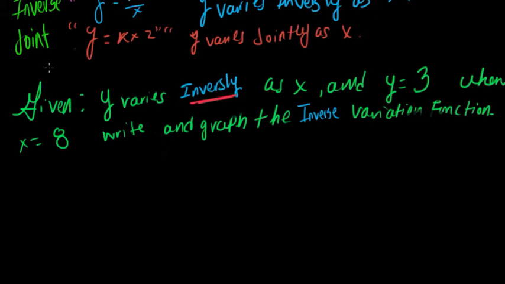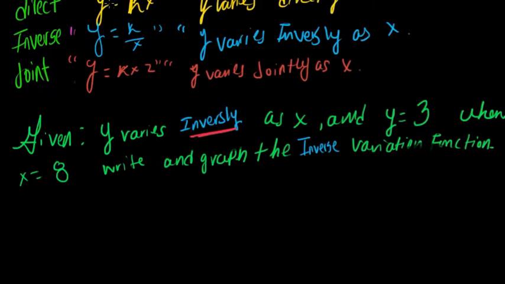Okay, so this says here y varies inversely as x and y is equal to 3 when x is equal to 8. Okay, now it also says write and graph the inverse variation function. Now we just talked about direct variation. Now we're going to talk about inverse variation. So what is our inverse variation formula?